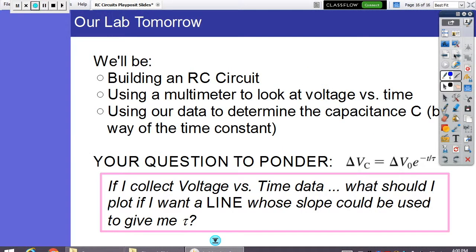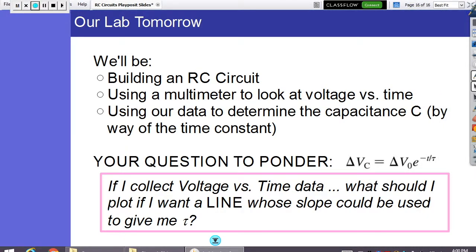What we'll be doing tomorrow is building an RC circuit. We'll be using a multimeter to track and take data on voltage versus time. And we'll be using our data to determine the capacitance of an unknown capacitor. We're going to do that by trying to determine what tau is. We'll have a known resistor, and hopefully we can find our unknown capacitance.